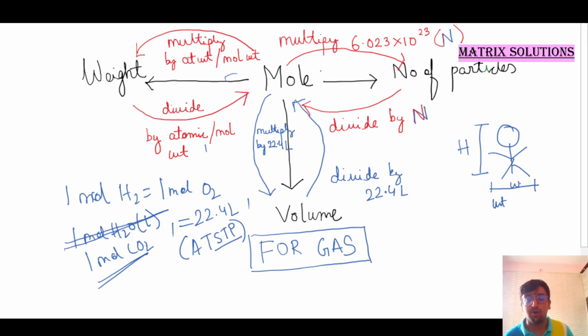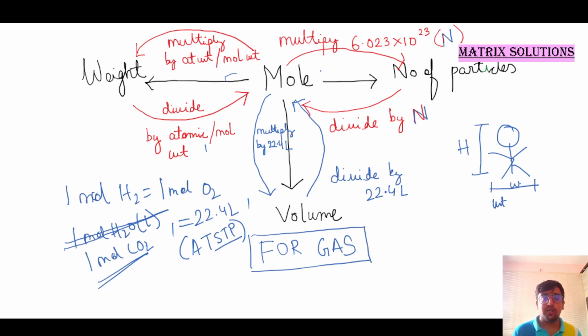So I guess you have got some idea about the mole concept. Mole can be represented in 3 formats: weight, number of particles, and volume. Number of particles, 6.023 into 10 to the power 23, corresponds to 1 mole. What is the weight corresponding to 1 mole? That is the atomic or the molecular weight. And for volume, 1 mole of any gas corresponds to 22.4 liters.